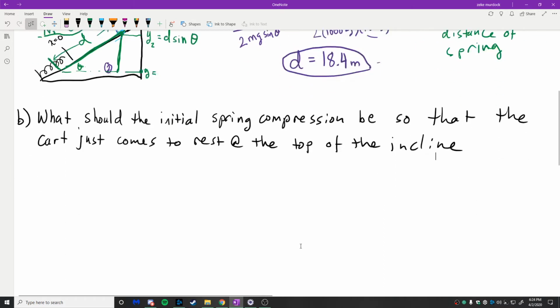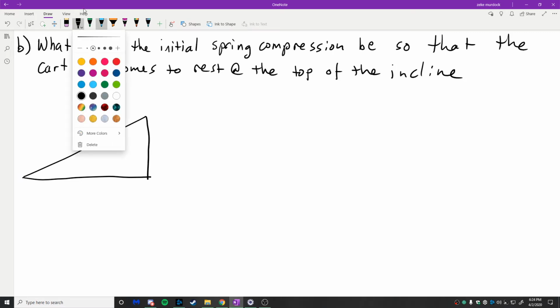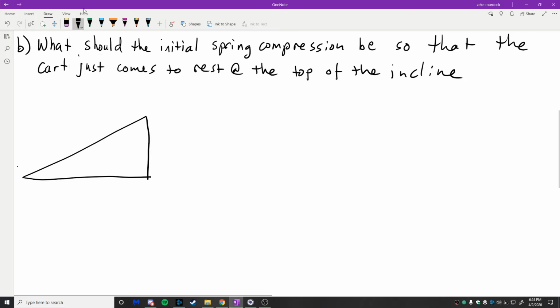So to draw a picture of what I mean by that, take our ramp. And let's say now that we've got our spring down here, and then this is equilibrium. That's x equal to 0.